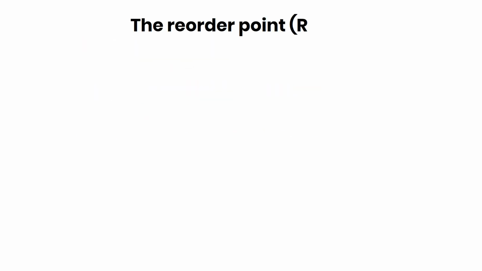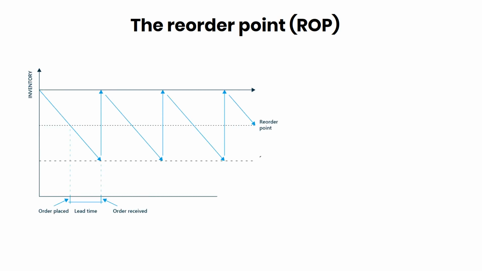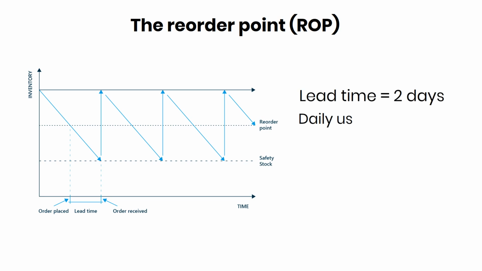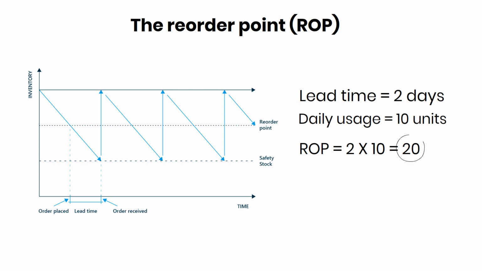The reorder point, ROP, is another critical measure in inventory control, representing the inventory level at which a new order should be placed to avoid stockouts. The ROP is calculated based on the lead time demand, which is the product of the lead time and the average demand during that lead time. For instance, if the lead time for receiving new inventory is 2 days and the daily usage rate is 10 units, the ROP would be ROP equals lead time times daily demand equals 2 times 10 equals 20. This calculation ensures that a new order is placed when there are 20 units left in stock, preventing stockouts during the lead time.